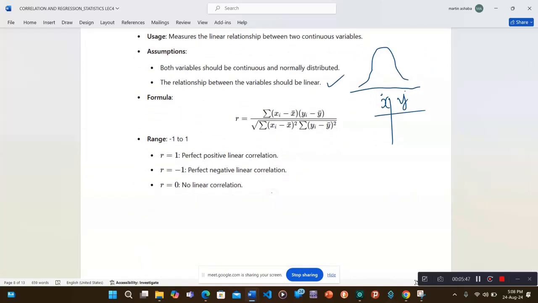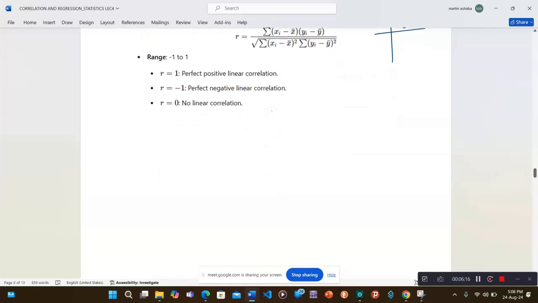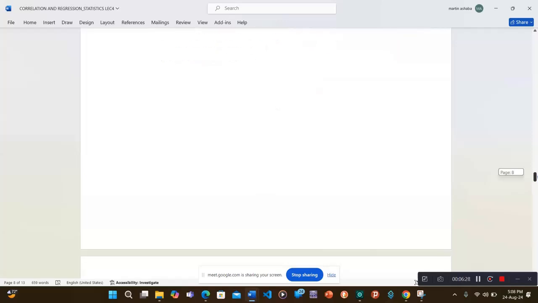Then the bar means, of course, the average. So you total and you get the average, that is the mean. Then y bar is also the mean of the data, divided by the square root of the sum of x minus x bar squared, y minus y bar squared. So that r, once it is equal to 1, then there is a perfect positive linear correlation. If it is negative, then there is perfect negative linear correlation. When it is equal to 0, then there is no linear correlation.